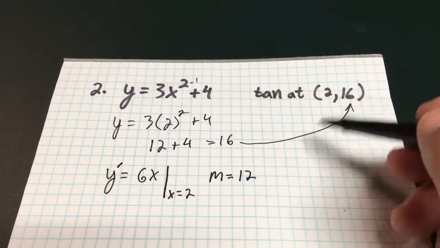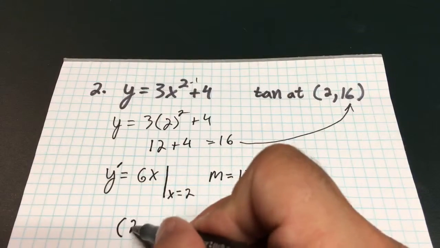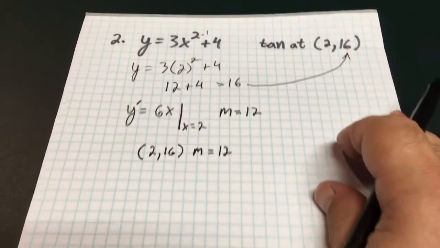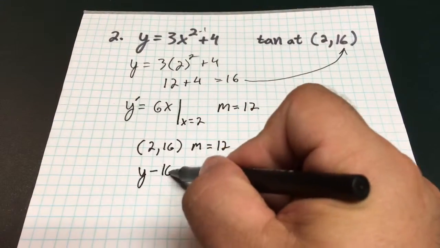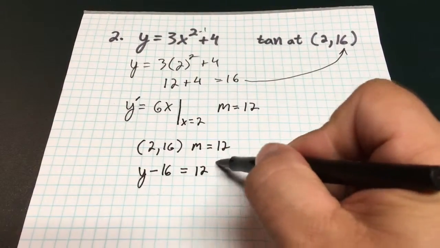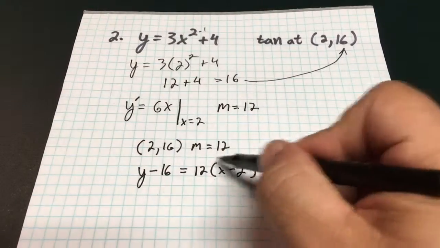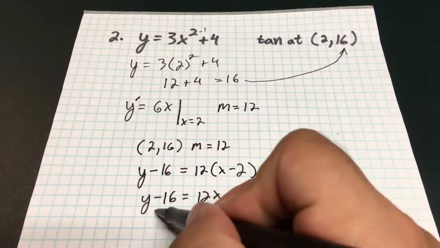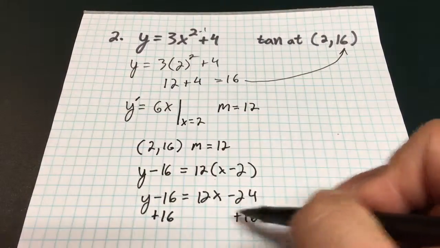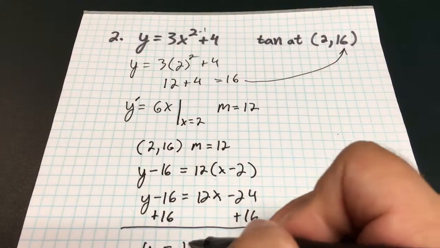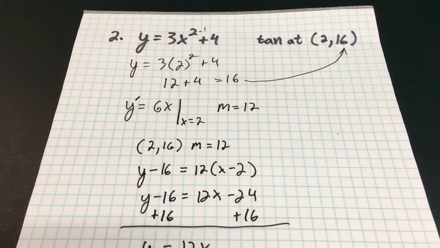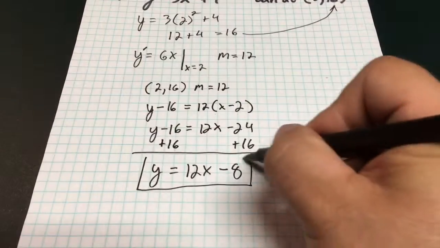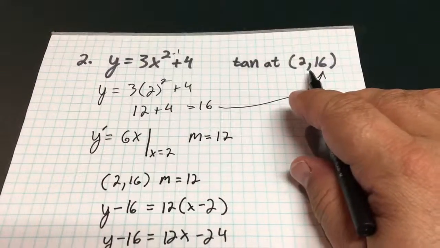Now I'm going to take my point and my slope. My point is (2, 16) and my slope is 12. And I'm going to use the point slope formula. Y minus 16 equals 12 times x minus 2. Distribute. 12x minus 24. Add 16 to both sides, and it's going to give me y equals 12x minus 8. And that's my tangent line to the point (2, 16).